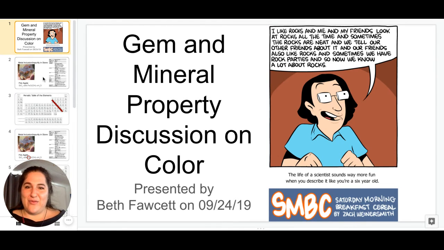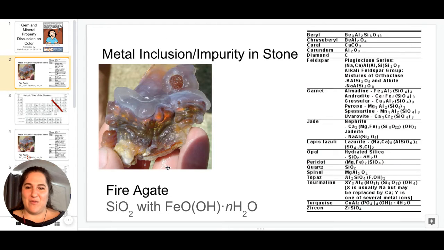So let's get into why gems and minerals are the color that they are. It starts off with a metal inclusion, or what can be viewed as an impurity in the stone. For instance, diamonds are only made of carbon. Diamonds are also completely clear. Now, whenever you get something in there that's not carbon, then you can end up with things that are colored.